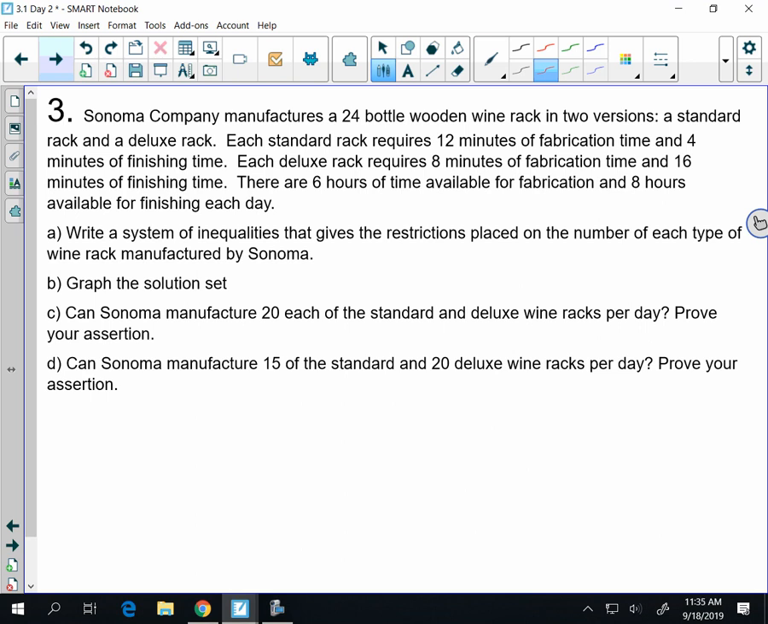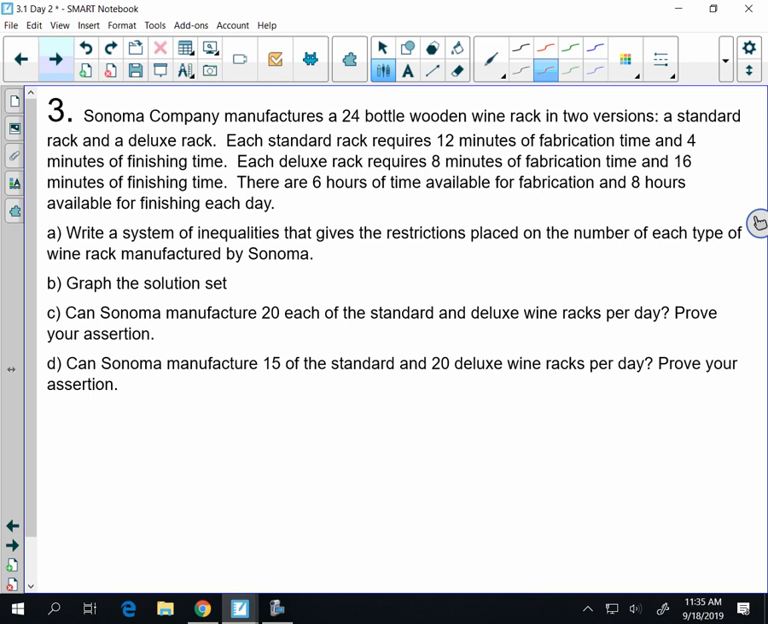They have a standard rack and a deluxe rack, and it says each standard rack requires 12 minutes of fabrication time and 4 minutes of finishing time, and each deluxe rack requires 8 minutes of fabrication time and 16 minutes of finishing time. There are 6 hours of time available for fabrication and 8 hours available for finishing. Write a system of inequalities that gives the restrictions placed on the number of each type of wine rack manufactured by Sonoma.